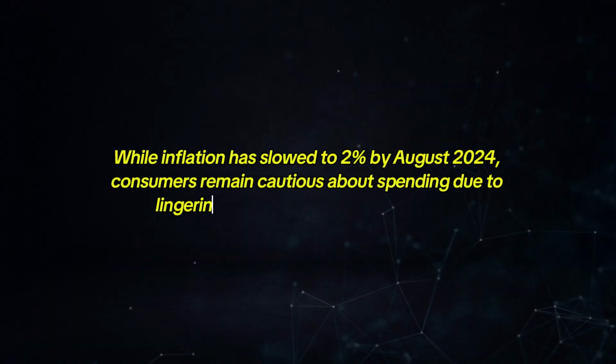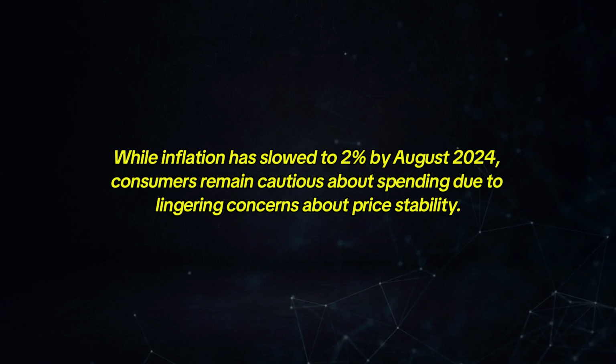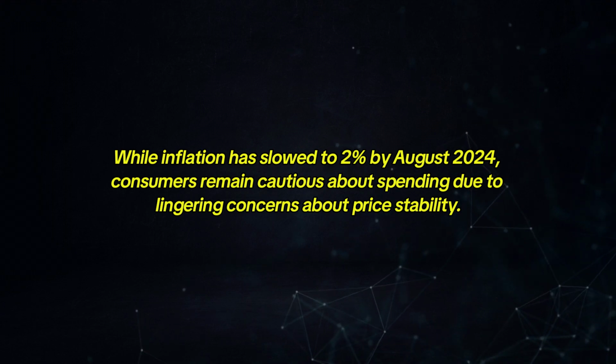As interest rates go higher, inflation comes down, and as interest rates go lower, inflation slowly goes back up. It's a very careful balance that central banks have to maintain. If we look at the current situation in Canada, while inflation has slowed to 2% by August 2024, consumers remain cautious about spending due to lingering concerns about price stability.